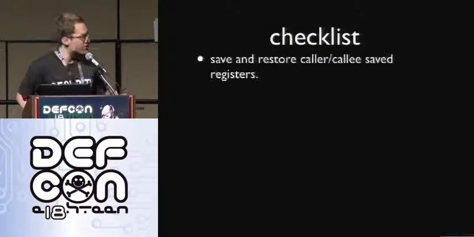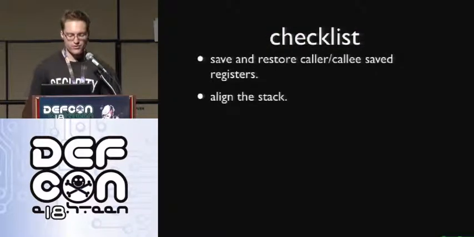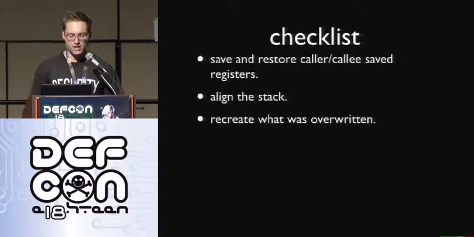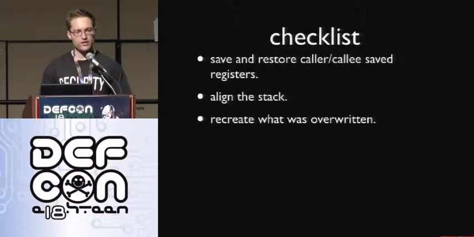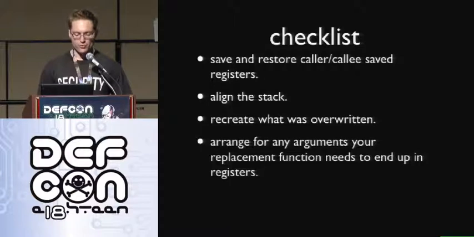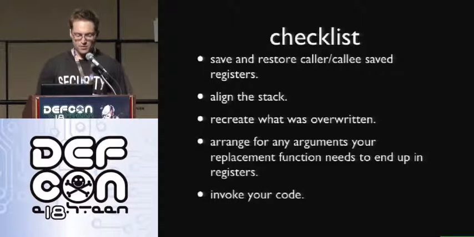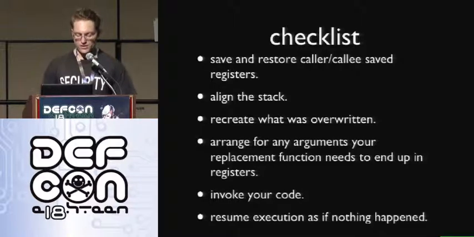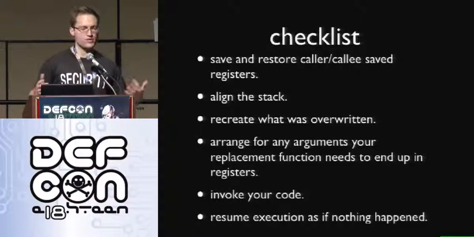So there's a checklist of things we need to do. We need to save and restore any registers. We need to align the stack. We need to regenerate the instruction that we're overwriting. We need to arrange for any arguments that we care about to end up being put in the right register so they get passed to the function. We need to invoke our code that does whatever it's going to do. And then we need to resume execution as if nothing happened.